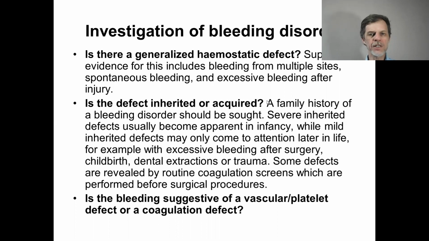Is the bleeding suggestive of a vascular platelet defect or a coagulation defect? Again, bleeding may be due to different problems. It may be a problem with vessels, with thrombocytes, or with coagulation. I told you about the three mechanisms of bleeding stop, and we may have problems in each element of this system. That's why bleeding may be due to a vascular platelet mechanism or due to coagulation problems.